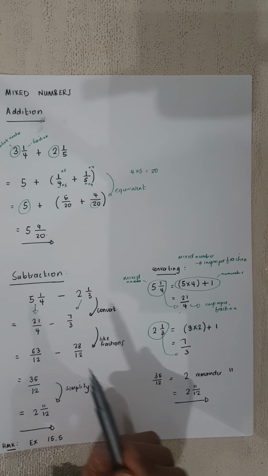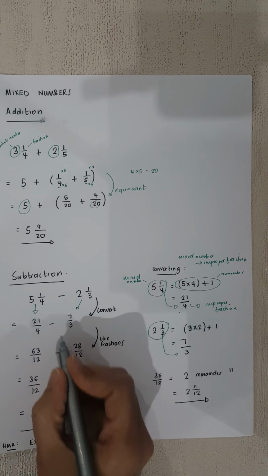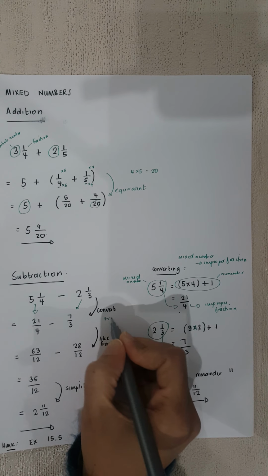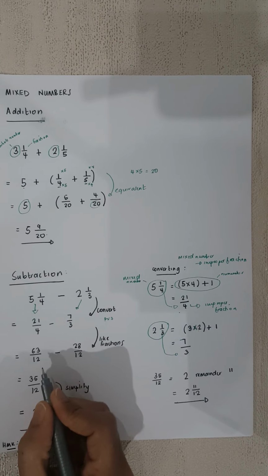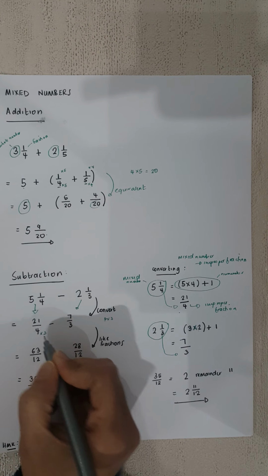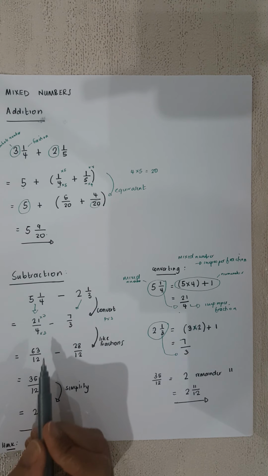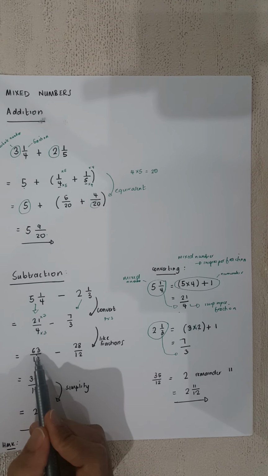Can 3 divide into 4? No, so I need to multiply my denominators together. So I'm taking 4 times 3, which gives me 12. What did I do to 4 to get to 12? I multiplied 4 by 3, so I need to multiply my numerator by 3. If it's a big number, you can use your calculator. 21 times 3 is 63.